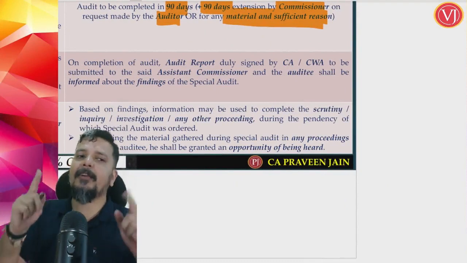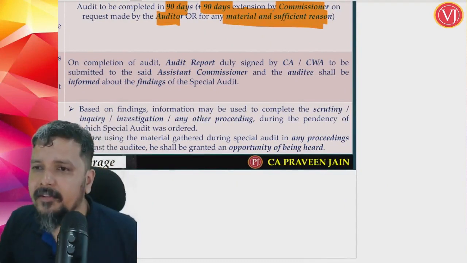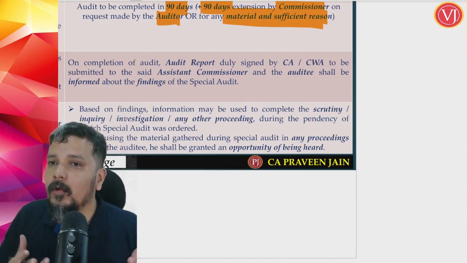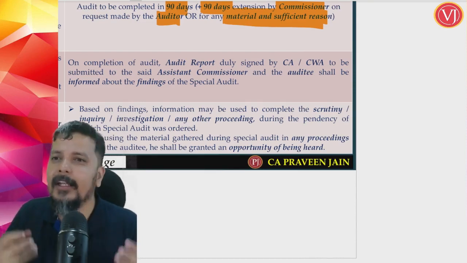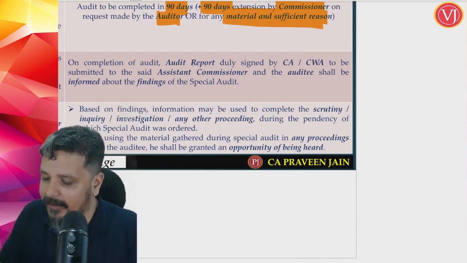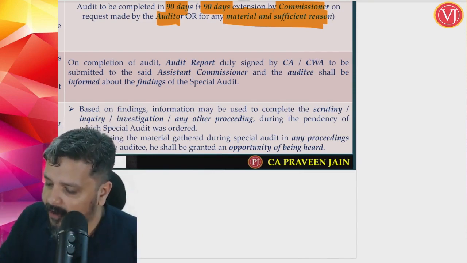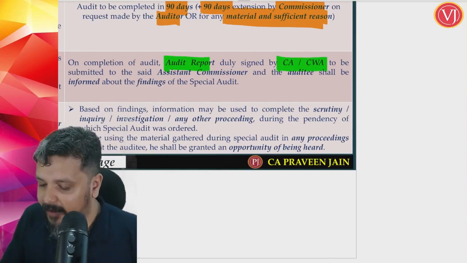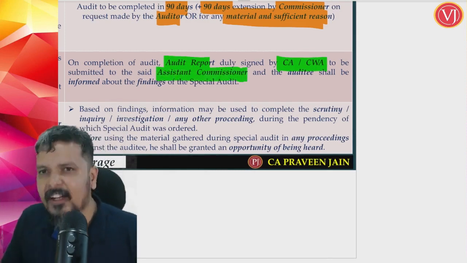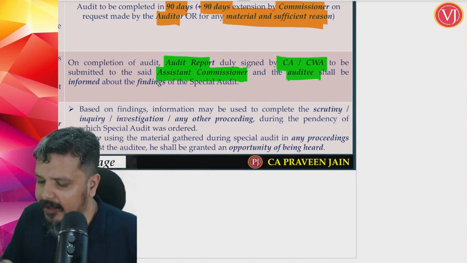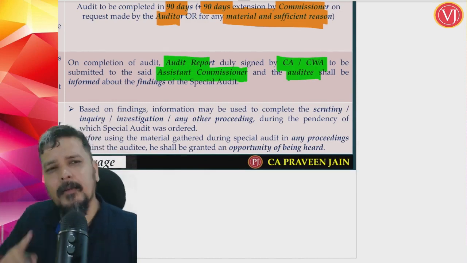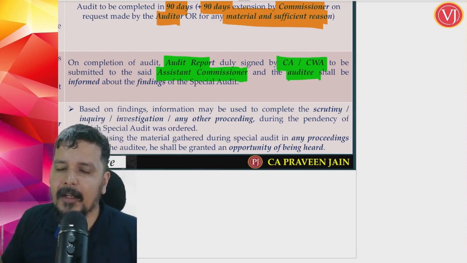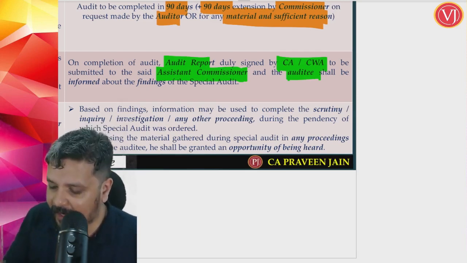Just tell me why the special audit started. It started because the AC was having a difficulty to do the work that he was doing, scrutiny, audit, inquiry, investigation, something. So what will happen on the completion of the audit report, which is duly signed by CA, CMA, is it will be given to the assistant commissioner, also the assessee, also the registered person. It is not only to the assistant commissioner, even the registered person also will be shared.